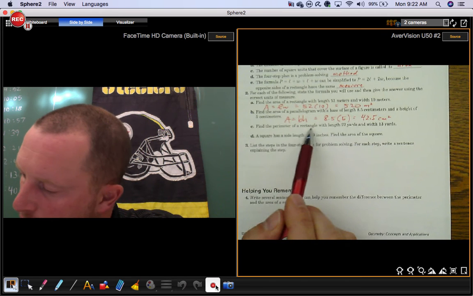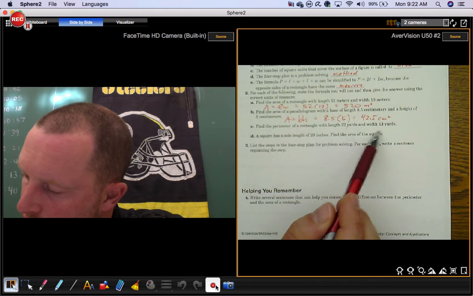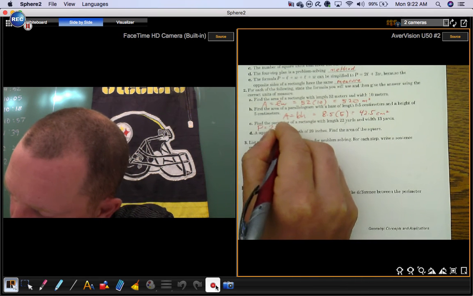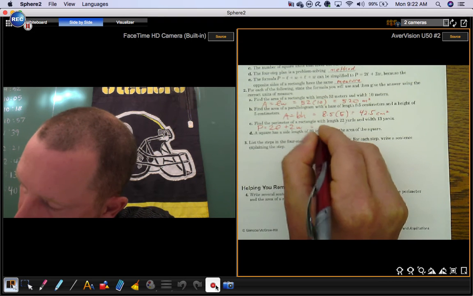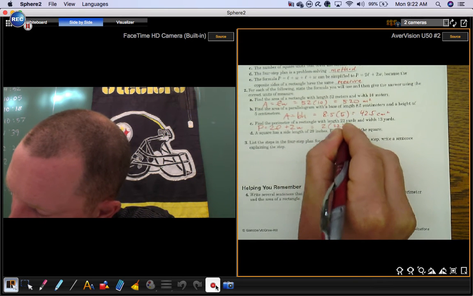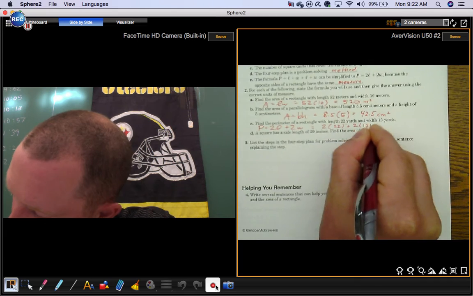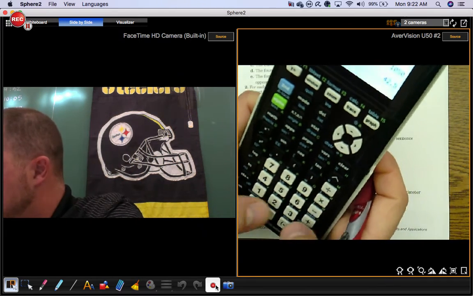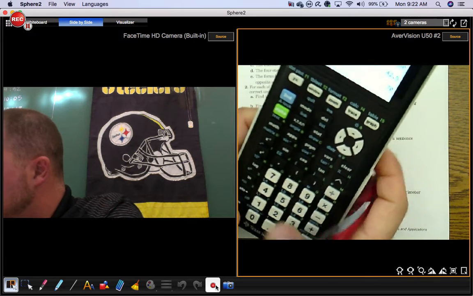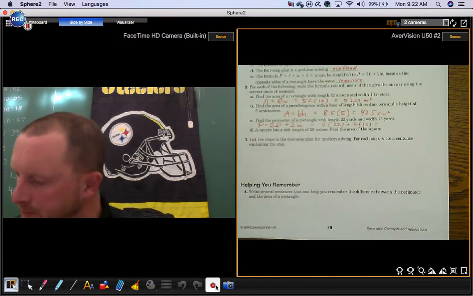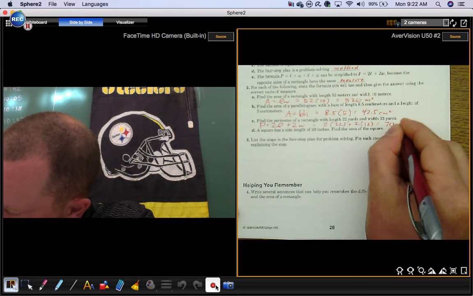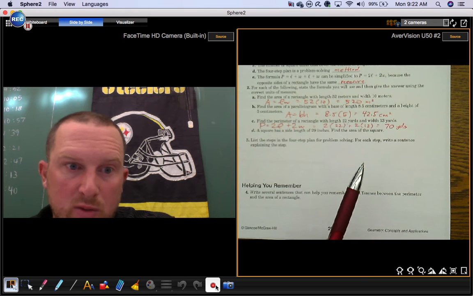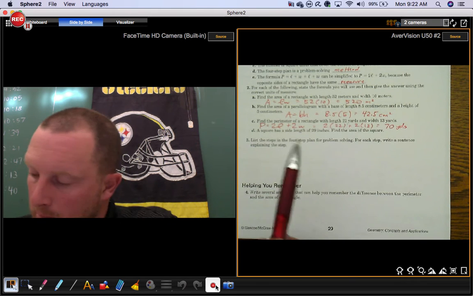Part C, find the perimeter of a rectangle when the length is 22 and the width is 13. Perimeter is 2 lengths plus 2 widths. So we're going to do 2 times the 22 and 2 times 13. 70 yards would be your perimeter, first power on the unit.